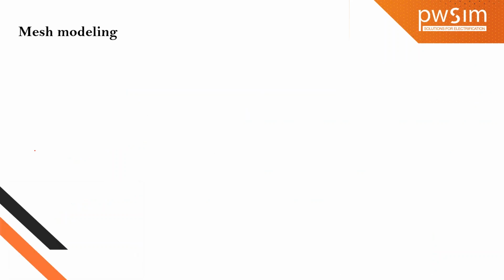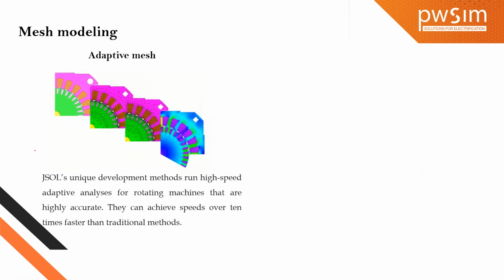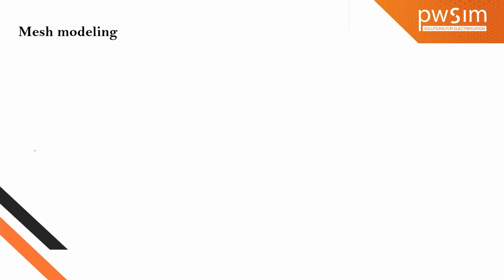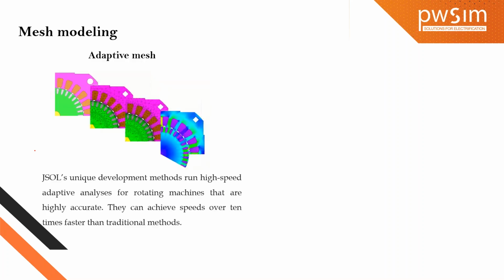So apart from this solver, we have a good meshing technology in JMAG. In JMAG we have an automatic mesh where JMAG automatically grabs the air region and does a fine mesh to capture the magnetic circuit phenomena in the air region. So we have an adaptive mesh technology.